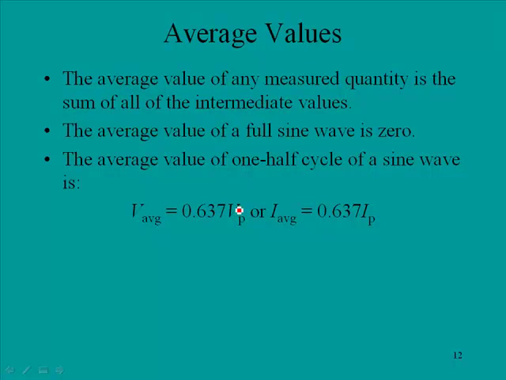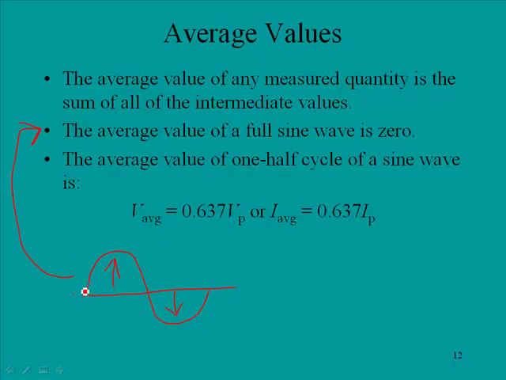Okay, average values. The average value of any measured quantity is the sum of all the intermediate values. The average value of a full sine wave is 0. The average value of 1/2 cycle of a sine wave is, and this is the average of 1/2. So if you're looking at a sine wave, and if we were to average every single point on this entire wave going both positive and negative, we're going to have 0.